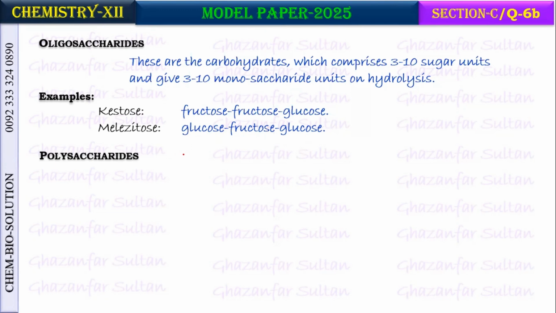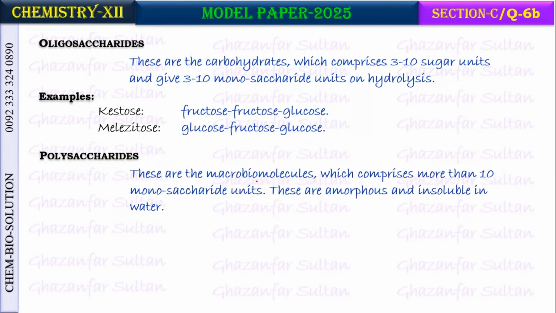Now the polysaccharides. The word poly means many. So there are many, many monosaccharide units in a polysaccharide. And these are macro biomolecules, for example starch, glycogen, and cellulose, which comprise more than 10 monosaccharide units. These are amorphous. Amorphous means non-crystalline, while the monosaccharides and disaccharides are generally crystalline and soluble in water, or you can say partially soluble in water. Some of them are completely insoluble. For example, cellulose is completely insoluble, but starch is partially soluble and it forms a suspension.